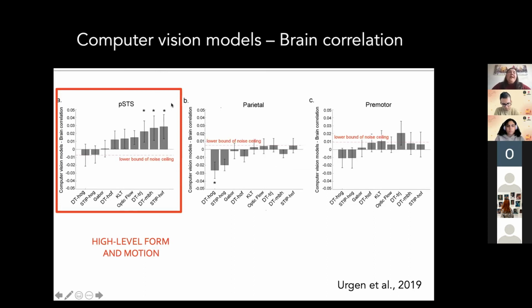Okay. And what we found is that when we look at the computer vision models and brain correlation, the posterior STS, which is the closest part of the action observation network to visual cortex, shows the highest correlation with the computer vision models. And among the many computer vision models, we found that the models that contain the high-level form and motion information are correlated best with the STS activity.